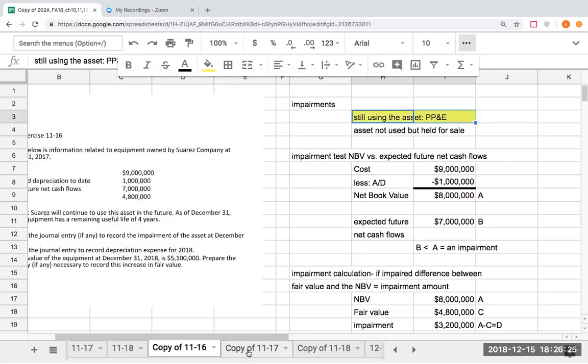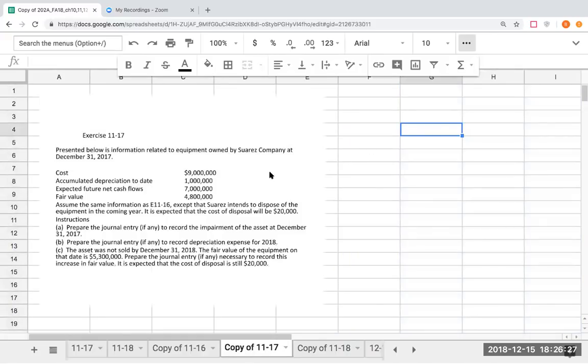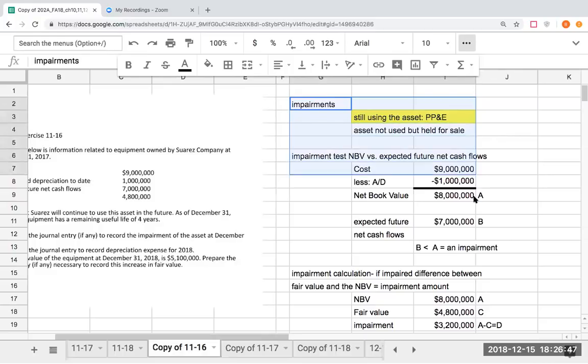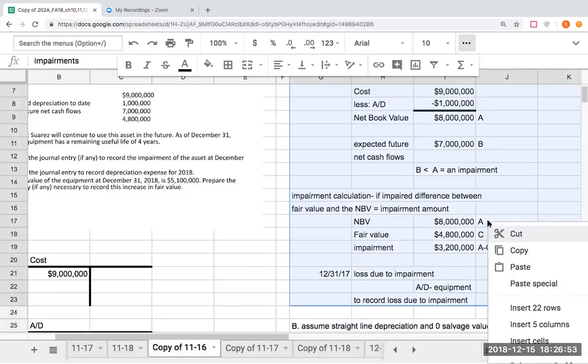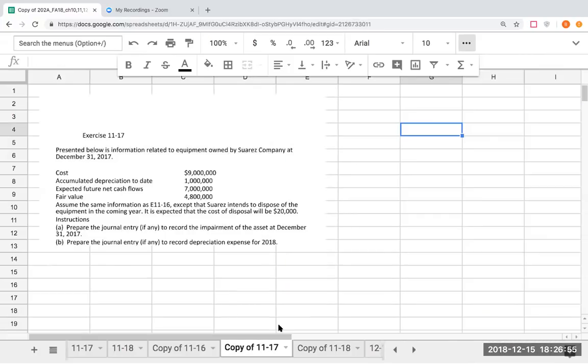So now let's take a look at an example where we've got the same thing, except that Suarez intends to dispose of the equipment in the coming year. And it is also expected that the cost of the disposal will be $20,000. So we have the exact same scenario here, except now we're in the zone of essentially being right here. And let's just make our lives a little bit easier.